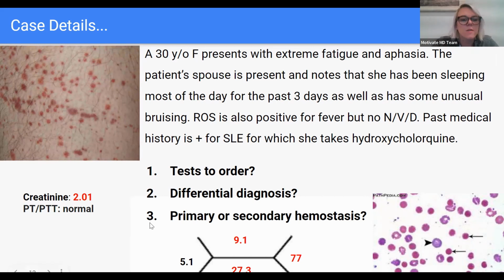Then here on the left, we see somebody asked for a PTT. There's your PTT, it was normal. And then we see the creatinine is high. So what is your differential diagnosis now, based on what you know? And my question for you now is, is this a problem with primary or secondary hemostasis? Tell me that much, and then we'll talk about the diagnosis, because this will be hard for you guys to pinpoint.